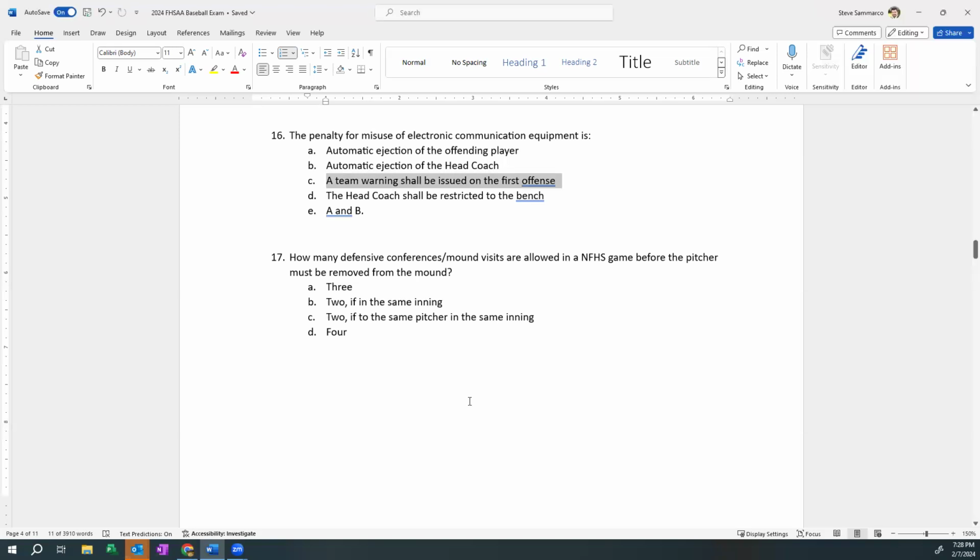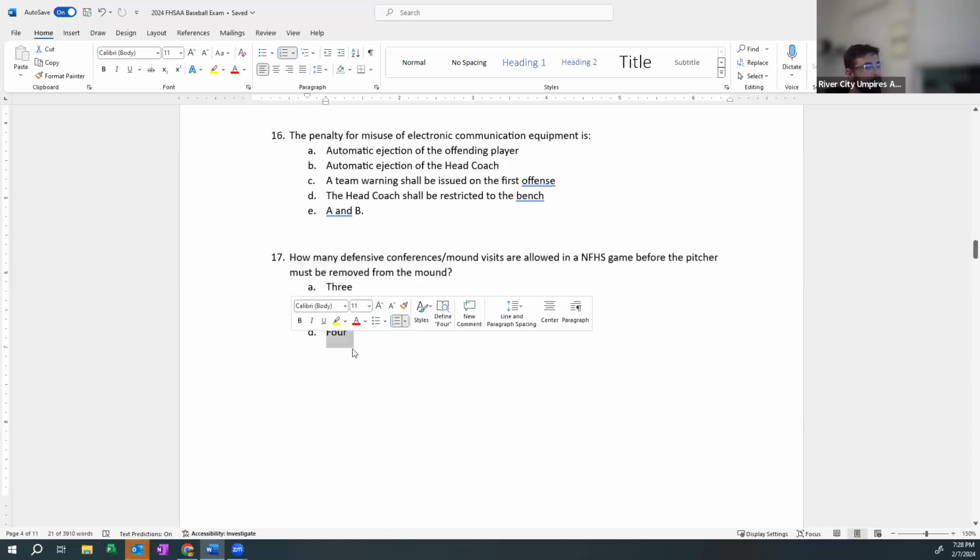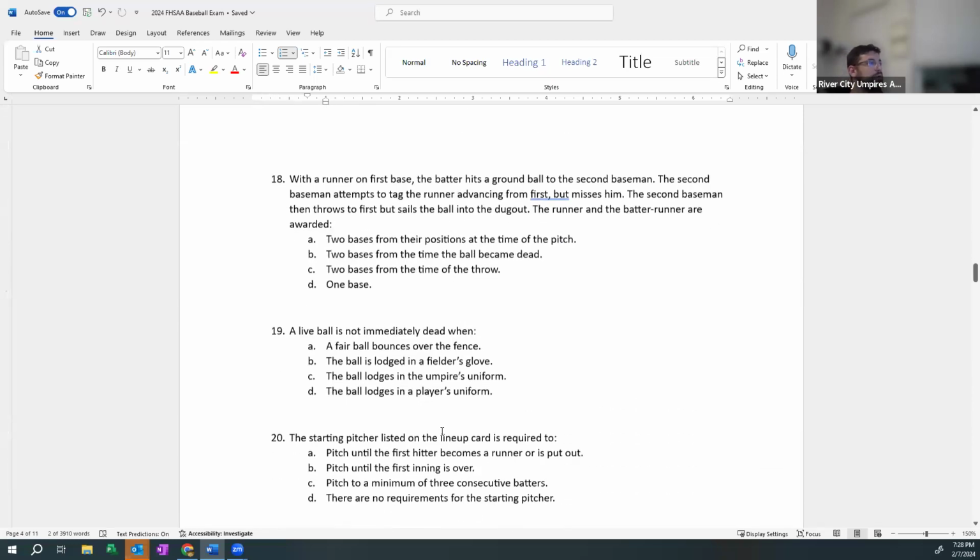A. Thank you. Okay. I hate this test. They try to trick you. Yeah, this isn't a good one. It's just worded badly. It should be: on which number conference must the pitcher be removed? They must be removed on the fourth one.